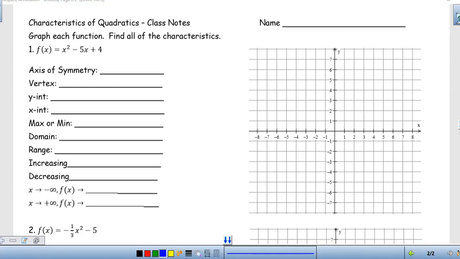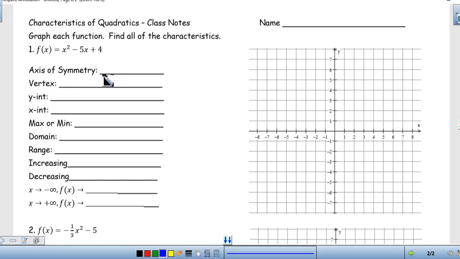Today we're going to talk about the characteristics of quadratic graphs. Some of this will look very familiar from the previous lessons. Number one is a standard form equation, meaning that it's an ax squared plus bx plus c form. When we have a standard form function, we can use the axis of symmetry to help us find the vertex.